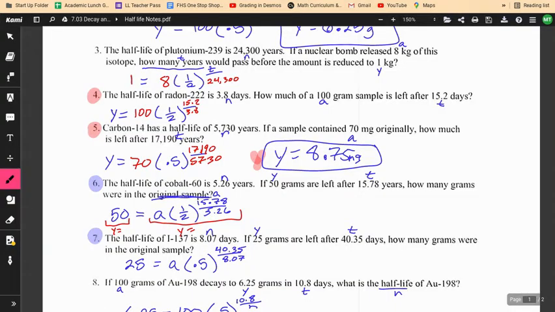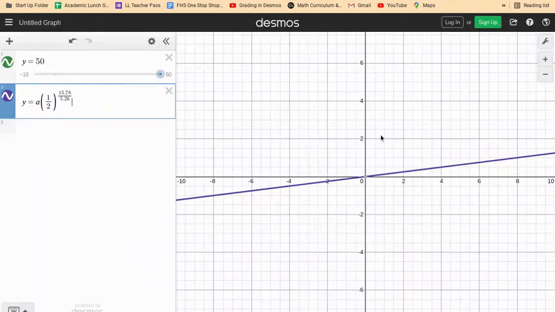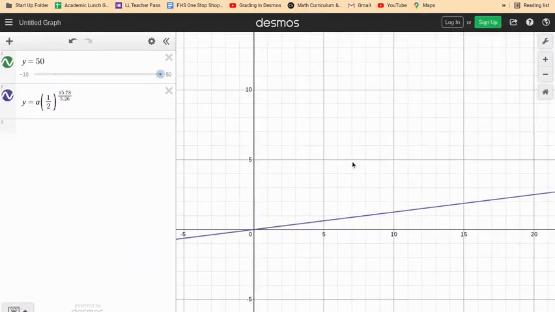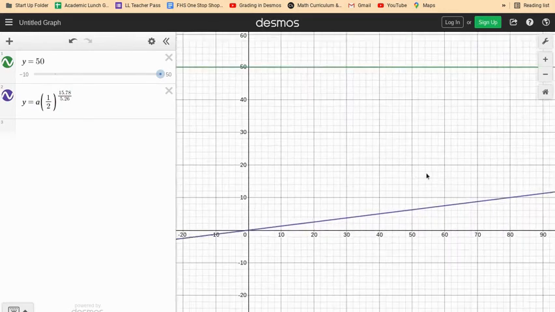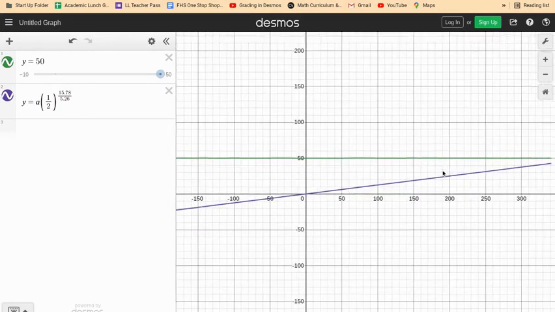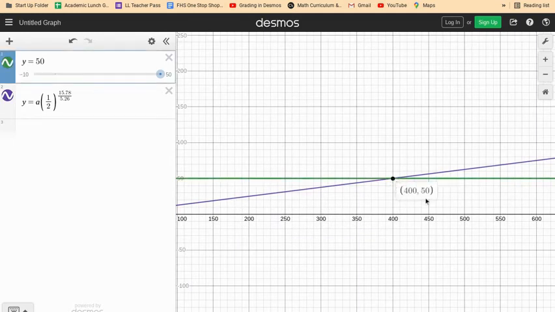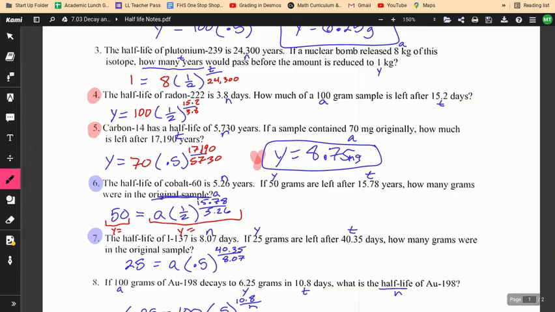15.78, yes. And so now all I have to do is come over here to my graph and find the intersection. I'm just zooming out right here. And so there's my intersection. It happens at an x value of 400. So my initial value, that a value, is 400. And so the initial value is 400. Okay, and this one is grams. So 400 grams is what I started with. And then you would do number 7 the exact same way.